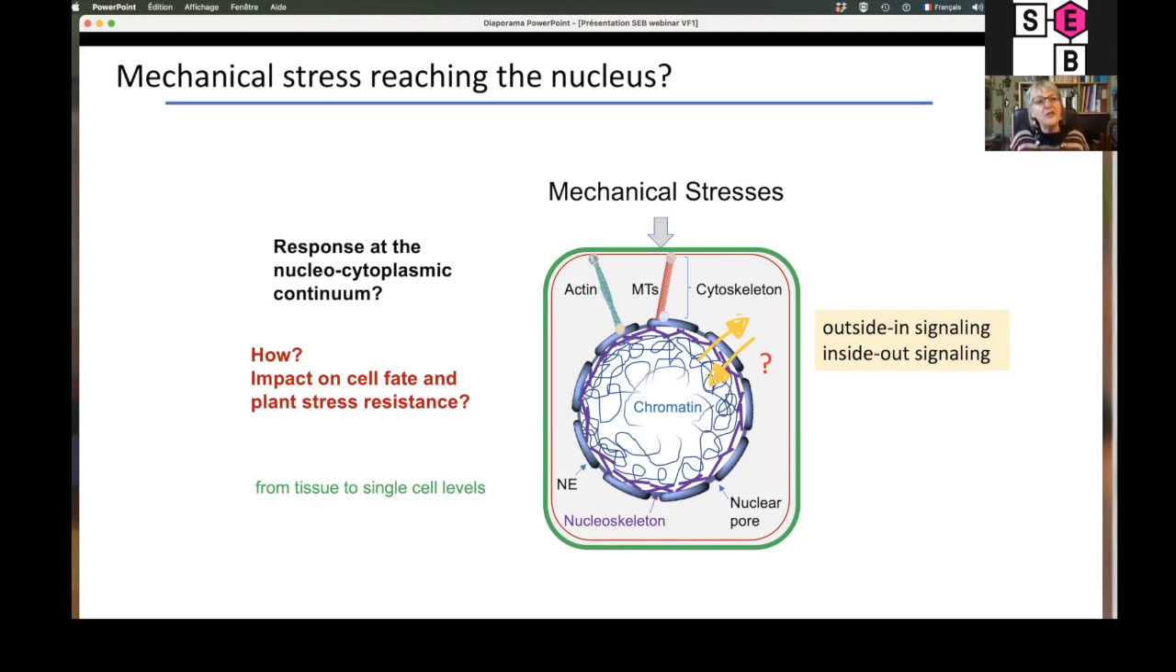But how is the response at the nucleo-cytoplasmic continuum, and how will it impact cell fate and plant stress response? We know also that there is some outside-in signaling and inside-out signaling. But what are the mechanisms behind? And now we would like to answer this question from tissue to single cell levels.